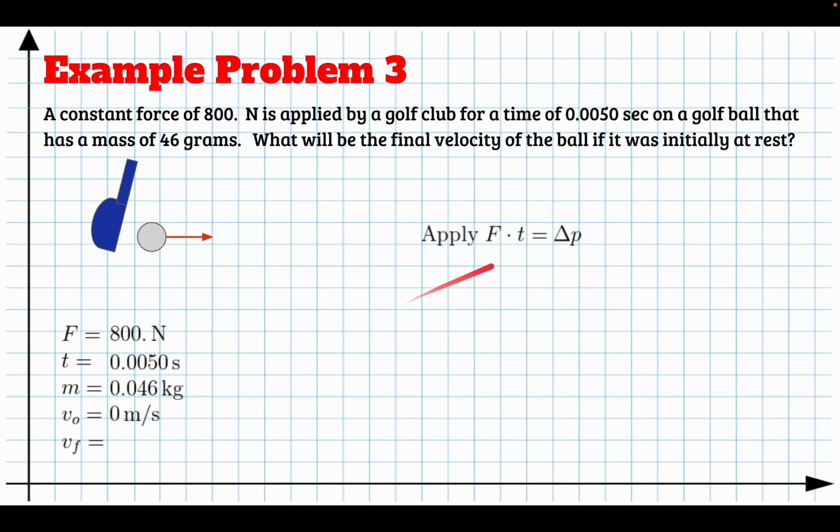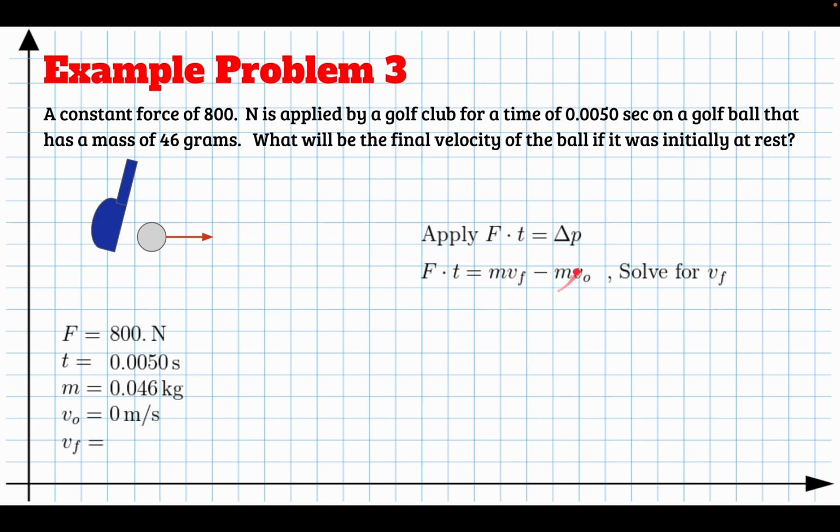So this impulse-momentum is a principle. It's an idea. We apply it to this problem. That means F times t equals the change in momentum, which is mv final minus mv initial. We are trying to solve this equation for v final. So that's our plan. I'm going to try to get v final by itself.